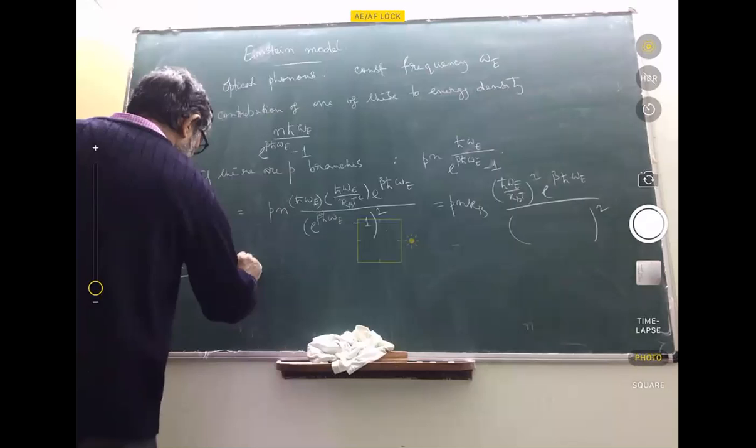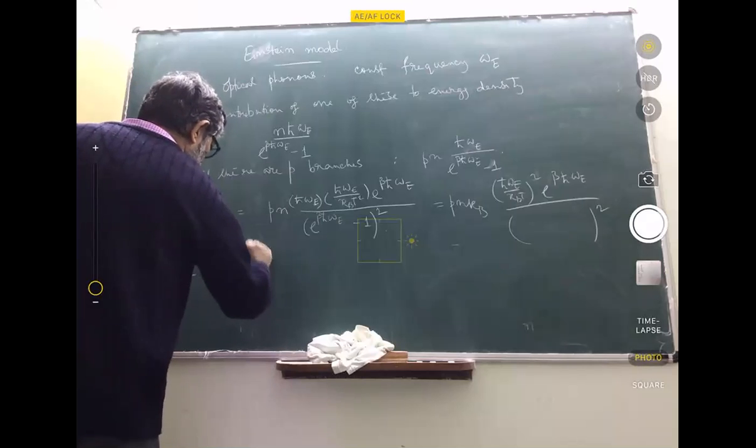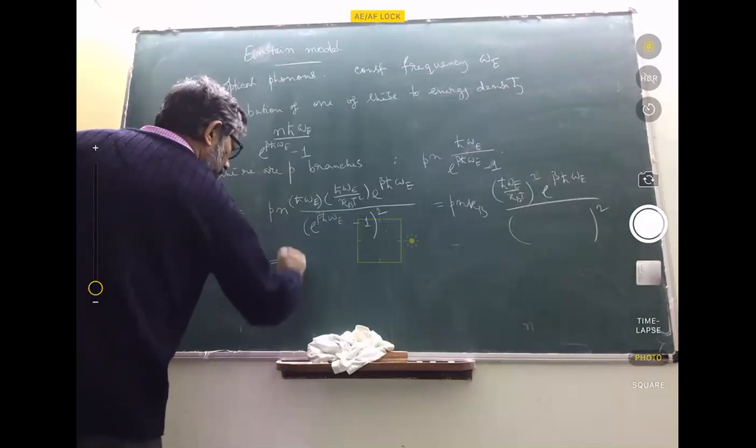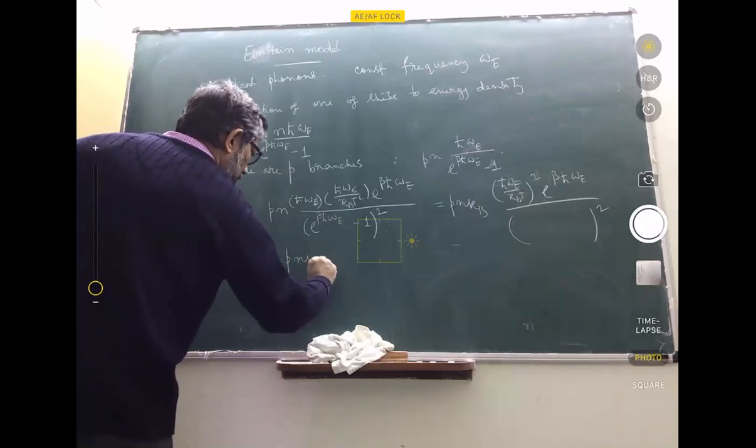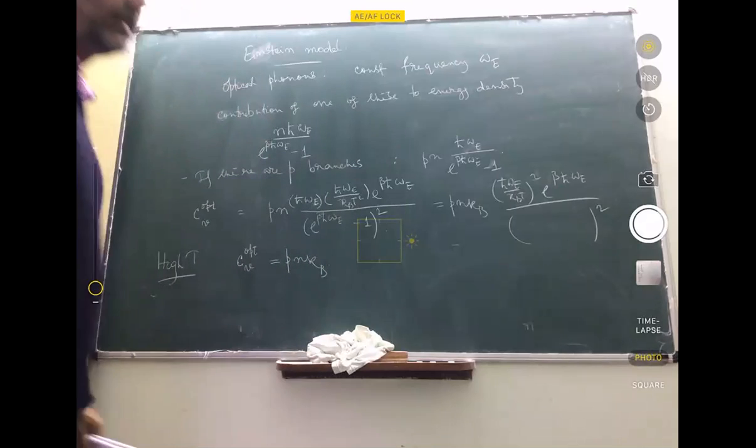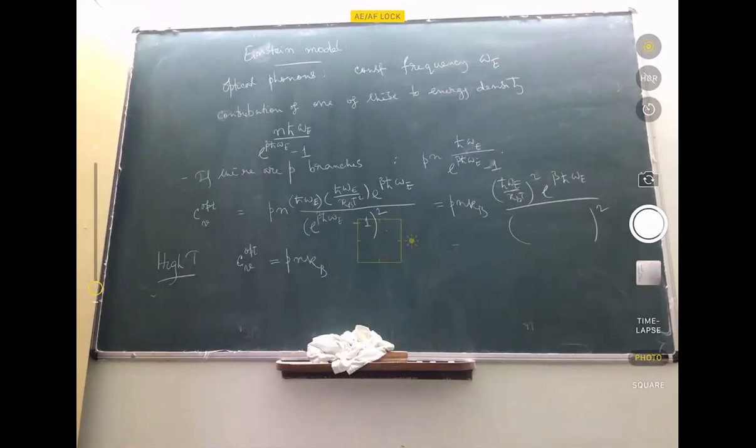So at high T, which is exactly the Dulong-Petit law. If you have 3 modes, P is equal to 3 optical modes, then P is equal to 3, and you'll get 3NK. You recover the classical result.